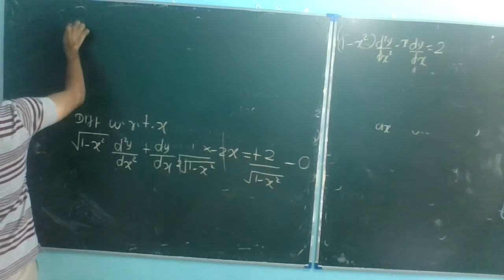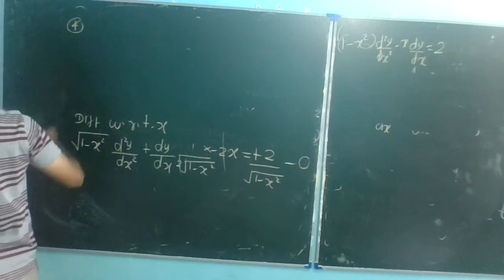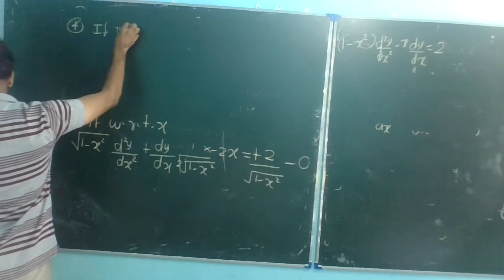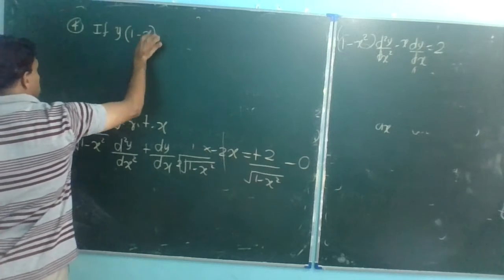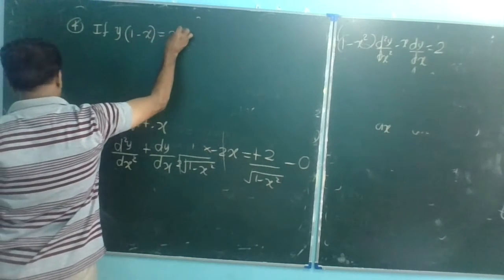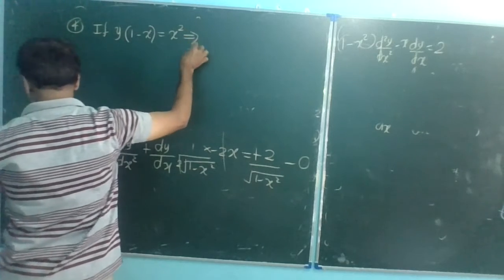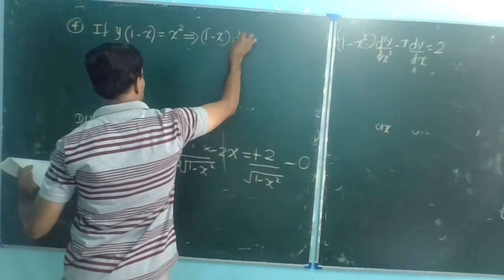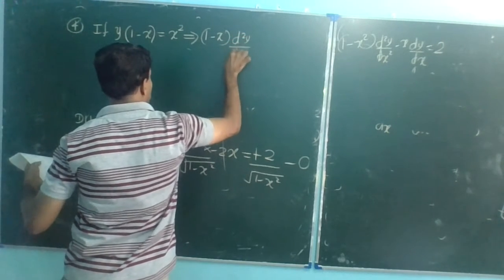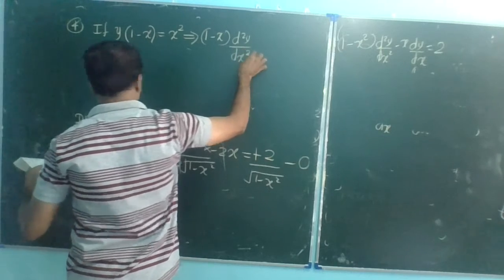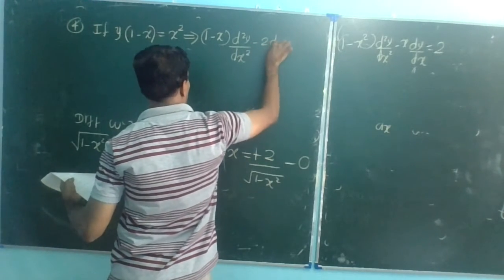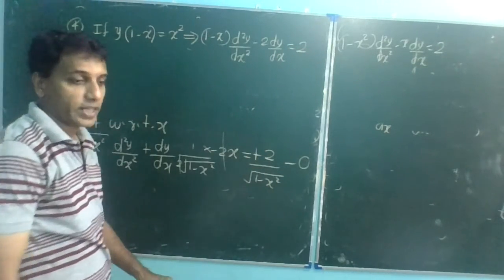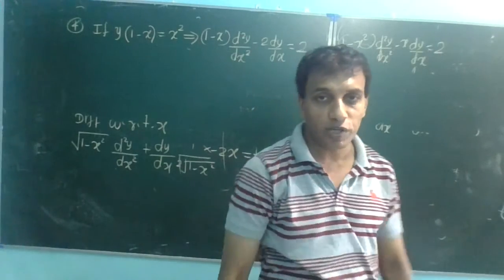Next, my fourth problem. If y into 1 minus x equals x square, then show that 1 minus x d square y over dx square minus 2 dy over dx equals 2. My fourth question here, my second video for successive differentiation.